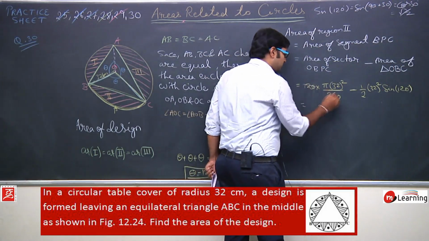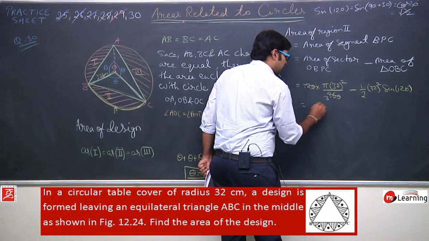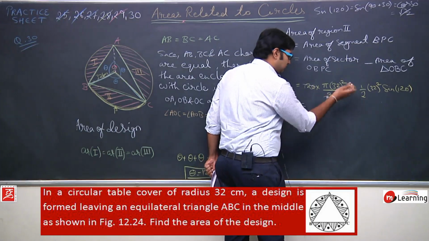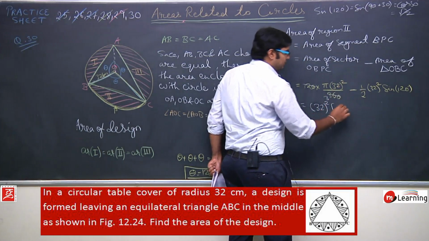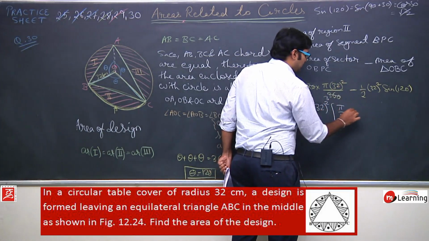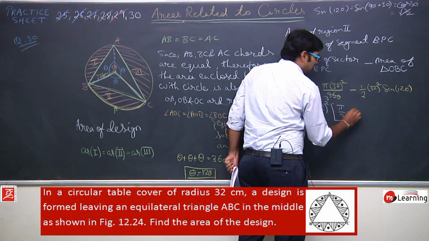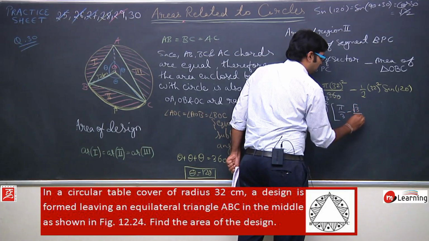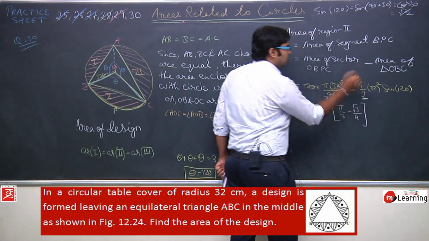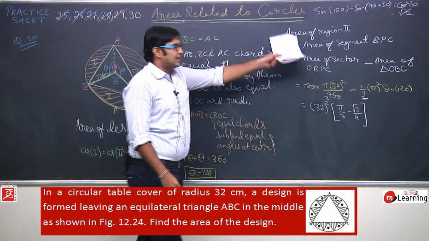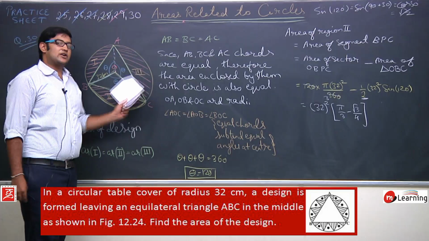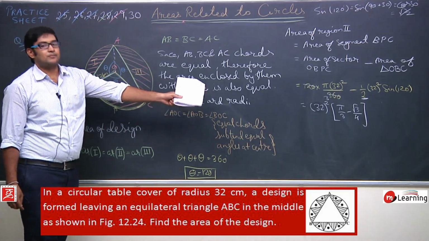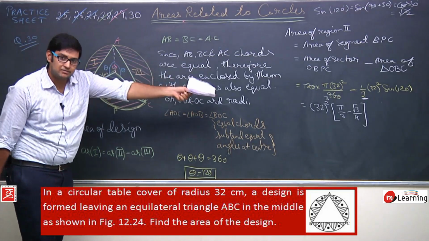Solving this, I take 32 square common outside the bracket. I will be left with pi by 3 minus root 3 by 2, so root 3 by 4, because we have half here also. So this is the area of region 2. Now, what is the area of region 3? It will be the same. What is the area of region 1? It will again be the same.